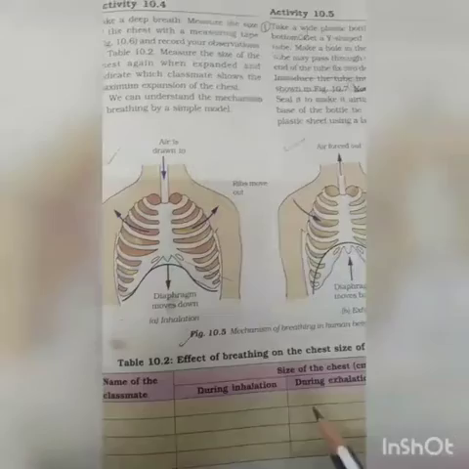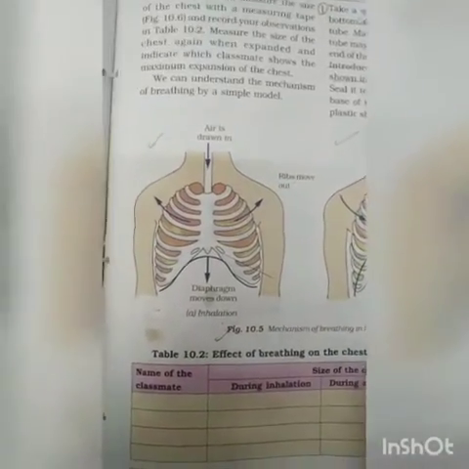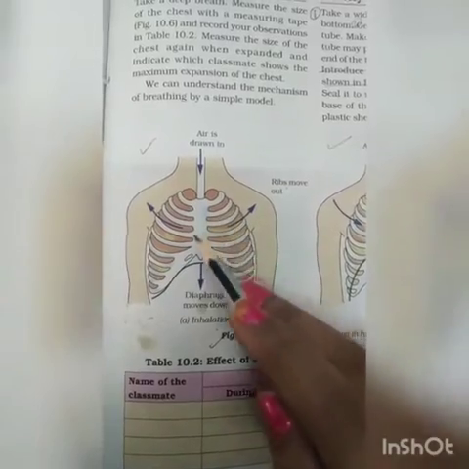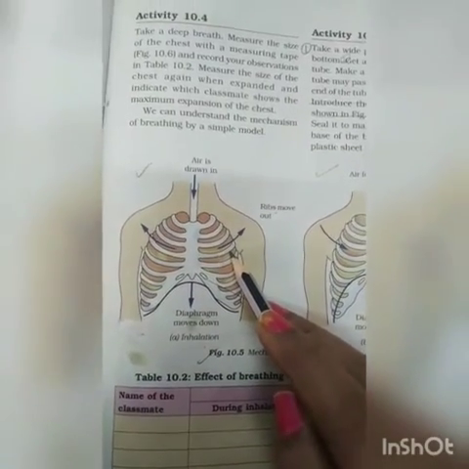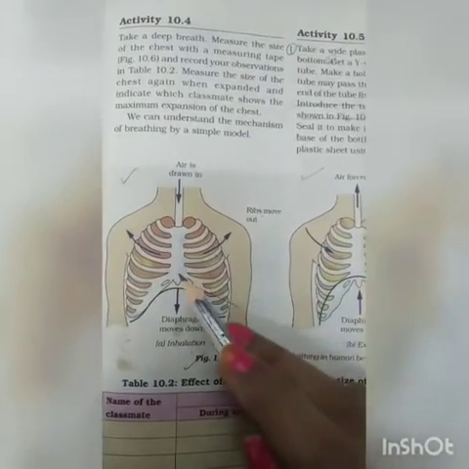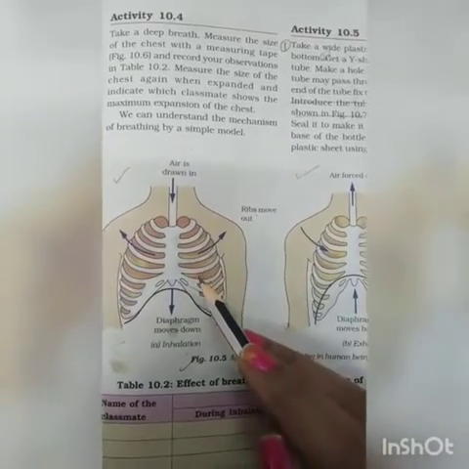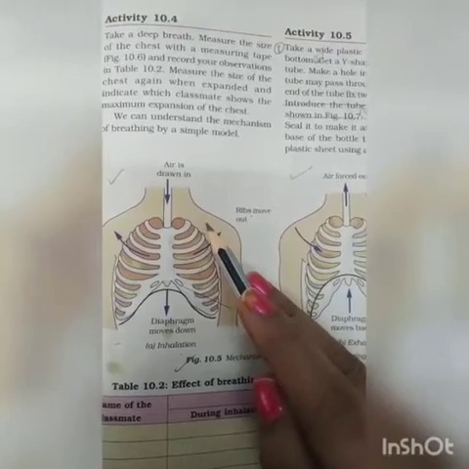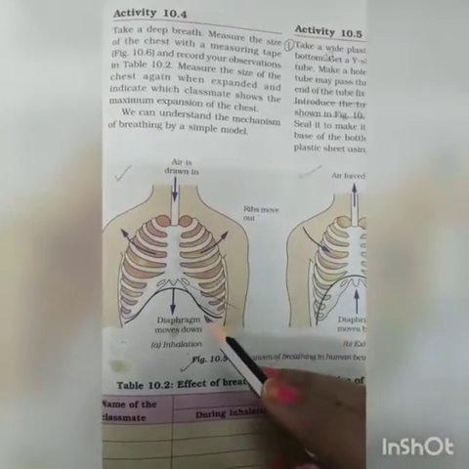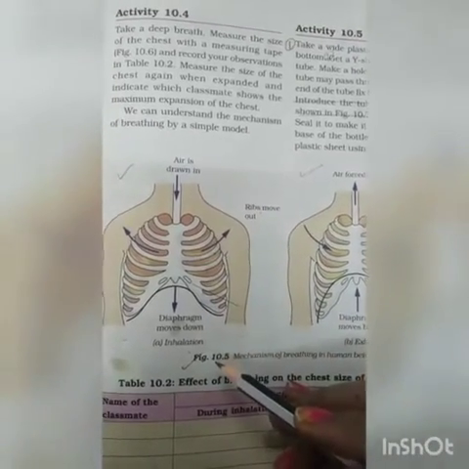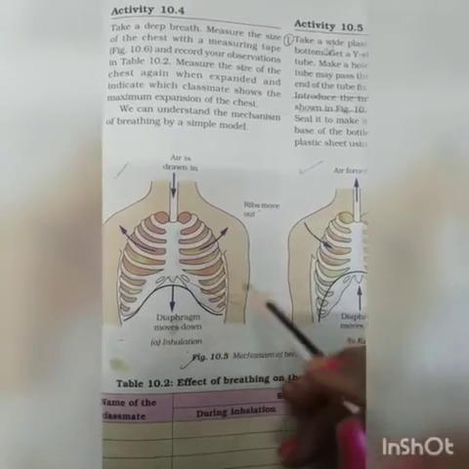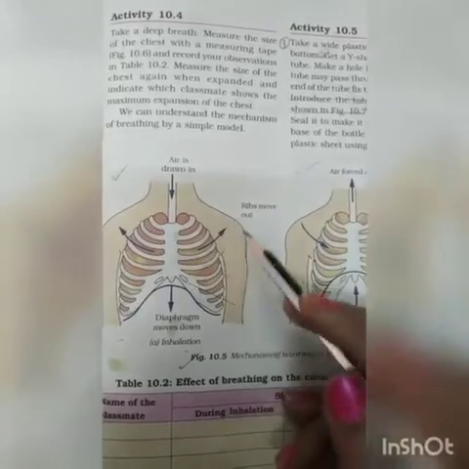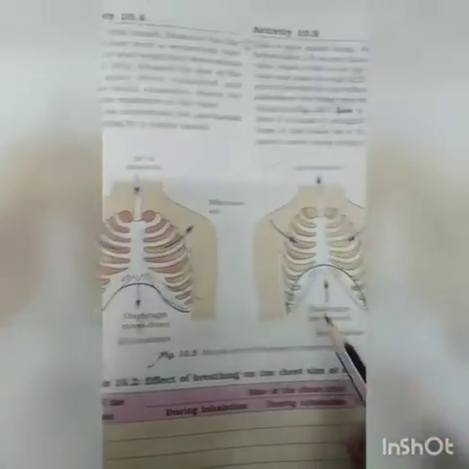So what is the process of inhalation and exhalation? Ribs form the rib cage. You know that the ribs are found in a rib cage. The ribs from the rib cage enclose the chest cavity. During inhalation, the ribs move up and outwards and the diaphragm moves down. This movement increases the space in the chest cavity and air rushes into the lungs. This process is known as inhalation.